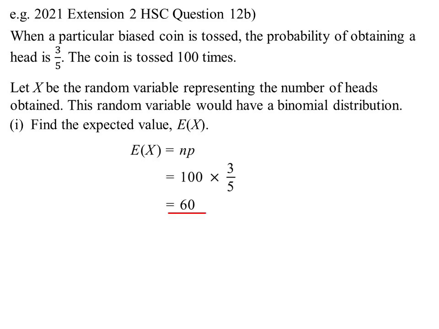Okay, well we know that's n times p, so we would expect 60 of them. Makes sense, probability 3/5, tossing it 100 times, yeah, I'd expect to get 60 heads.